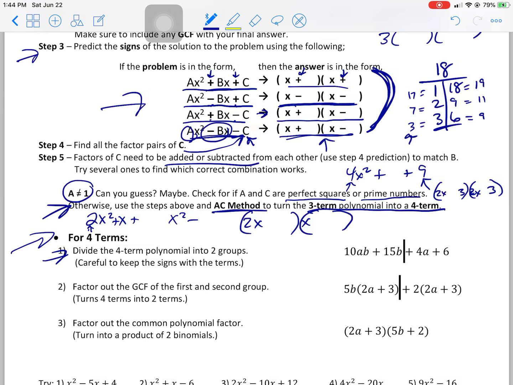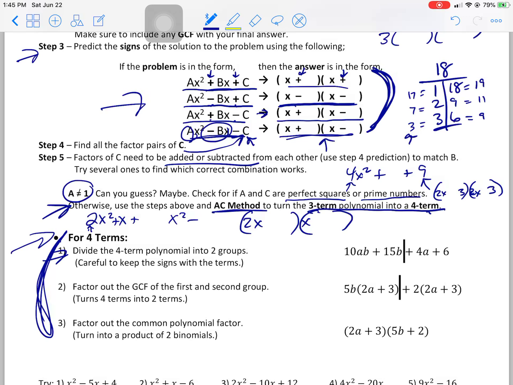And what happens with the AC method is you turn your 3-term into a 4-term, and then you factor it this way. That's the only reason these are on here. Some people like this way. This may not be something you use, but it's on here just in case.